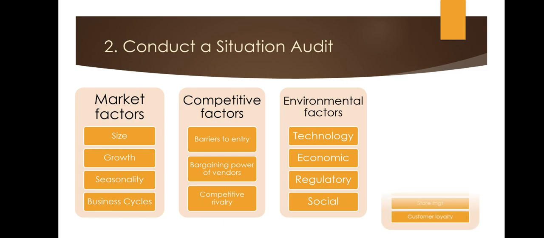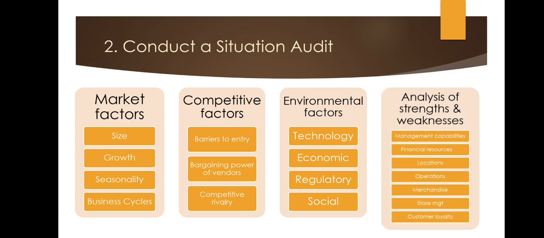The fourth element is the strengths and weaknesses analysis. The most critical aspect of the situation audit is for a retailer to determine its unique capabilities in terms of its strengths and weaknesses relative to the competition. A strengths and weaknesses analysis indicates how well the business can seize opportunities and avoid harm from the threats in the environment.